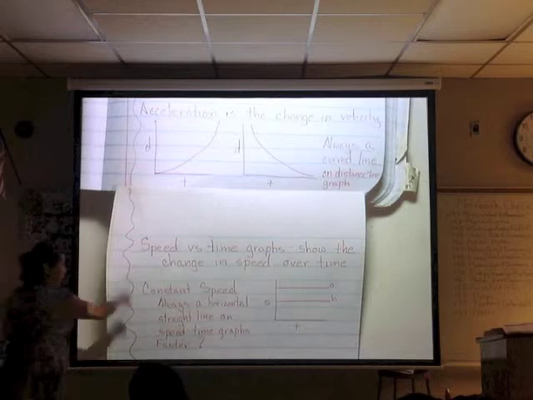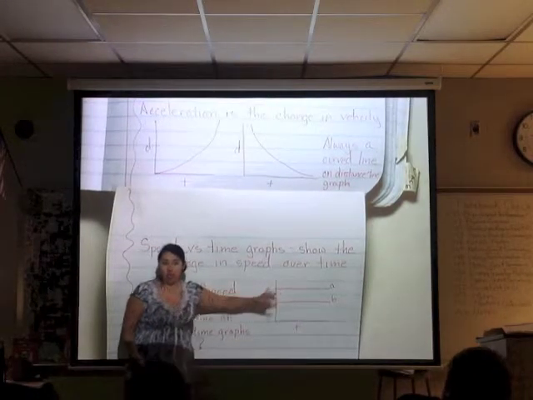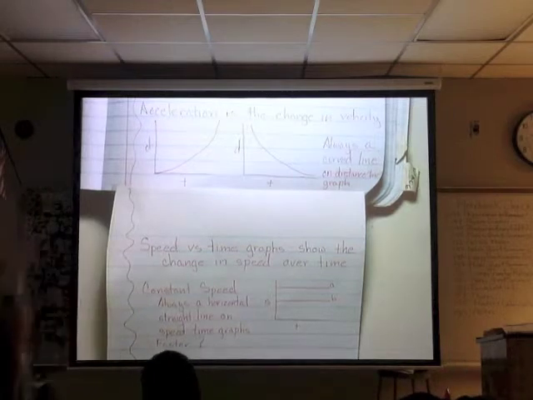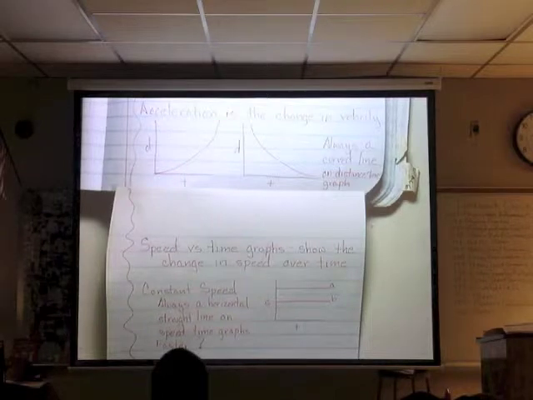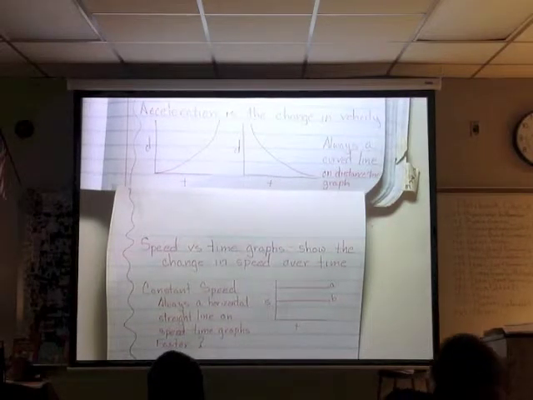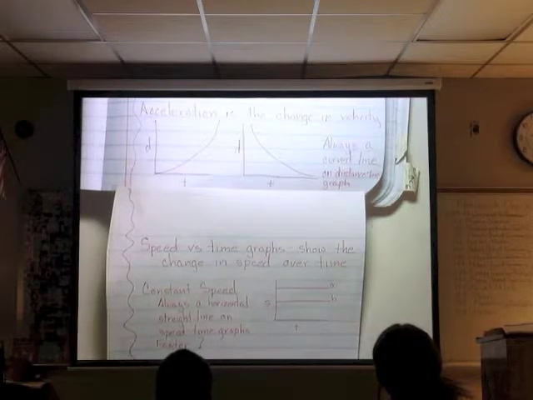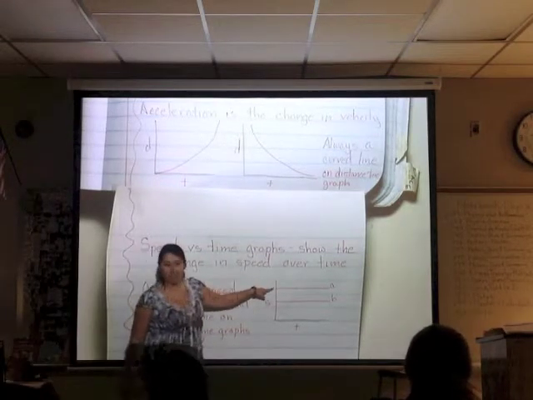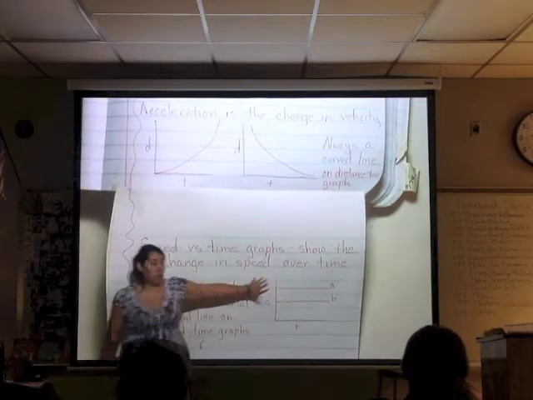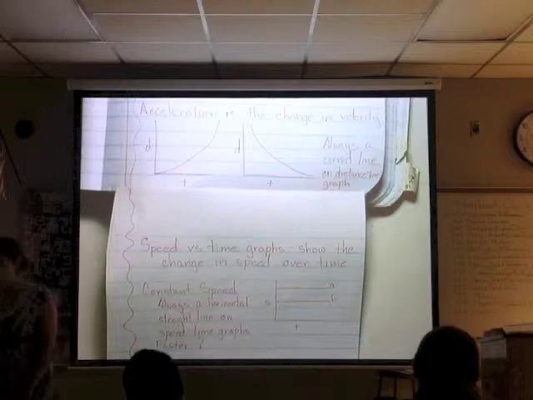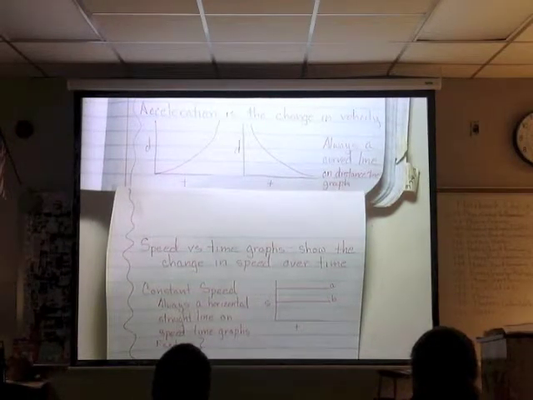So, looking at these two, both of these are constant speed, right? They're both horizontal lines. Which one is faster? A or B? A. Why? It has more speed. Because if this is 5, this has to be probably 10, right? So in this case, you can tell which one is faster by which one's up higher on the graph. Alright? So questions over this.